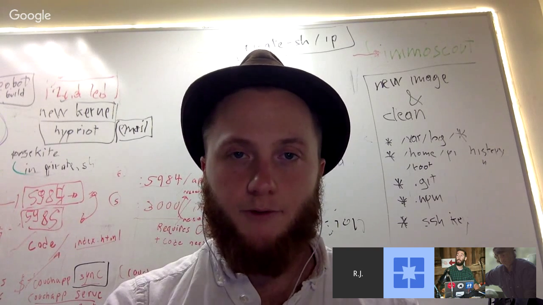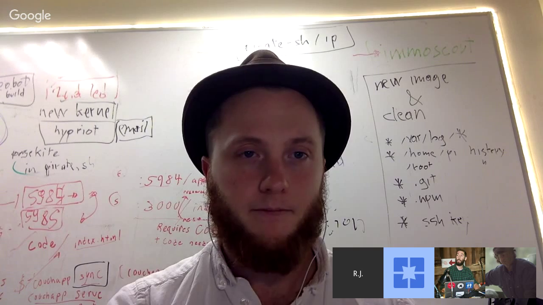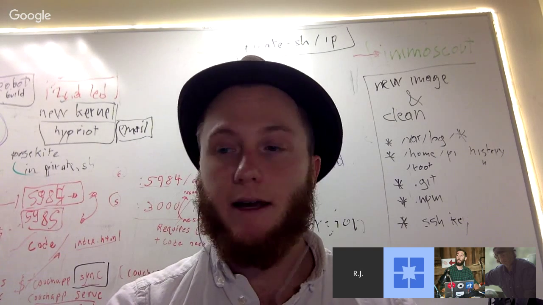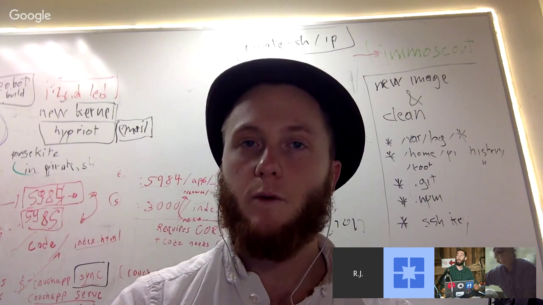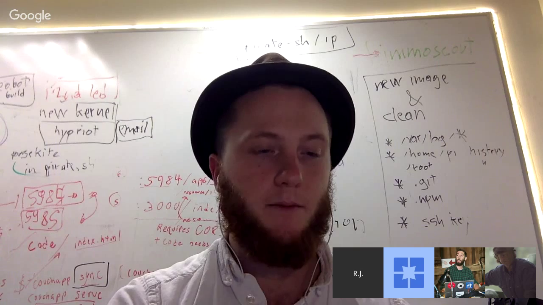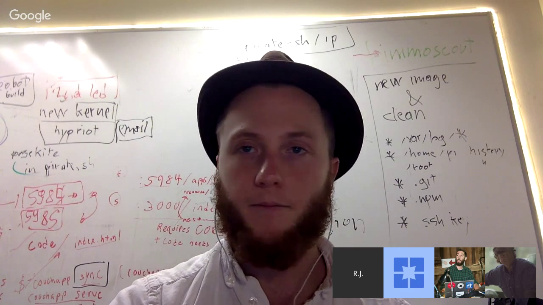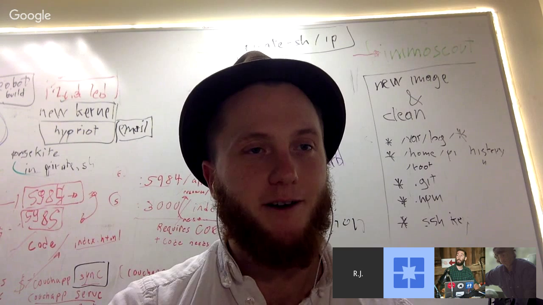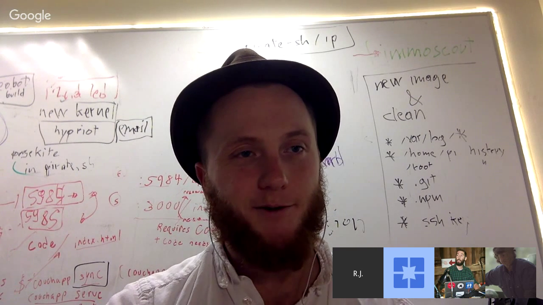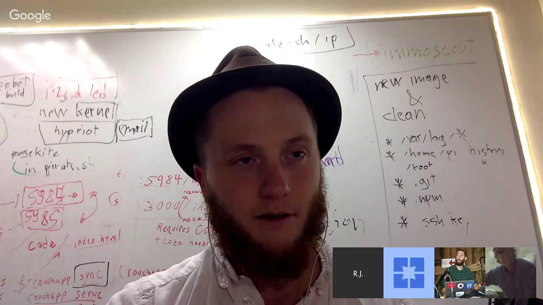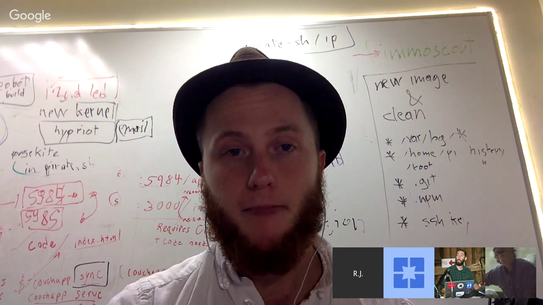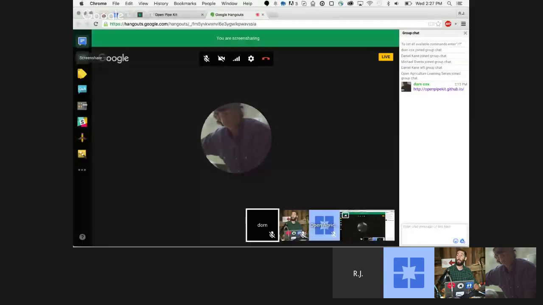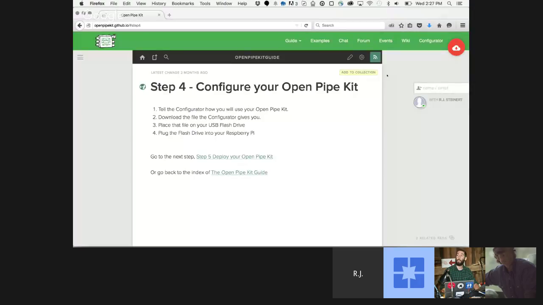Moving on to step 4, configure. This is where the USB thumb drive comes in handy. We use this thing we call the configurator. I'm going to go to screen share now. We use the configurator to create a pipe. And a pipe knows what data to pull from and where to push it to.